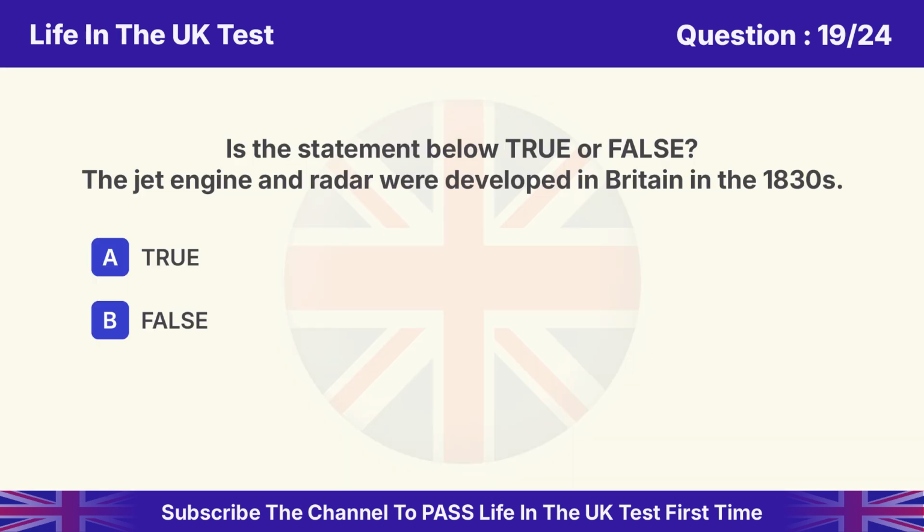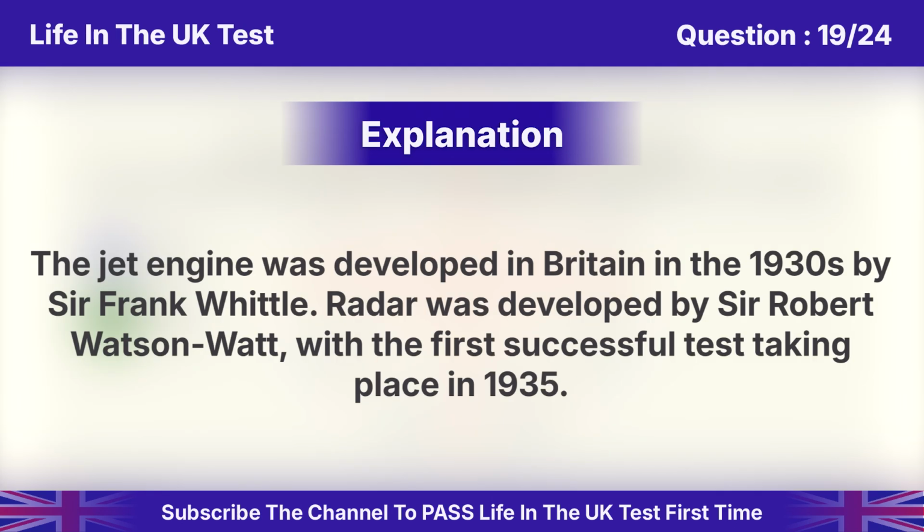Question 19. Is the statement below true or false? The jet engine and radar were developed in Britain in the 1830s. Option A, true. B, false. Answer is B, false. The jet engine was developed in Britain in the 1930s by Sir Frank Whittle. Radar was developed by Sir Robert Watson Watt, with the first successful test taking place in 1935.